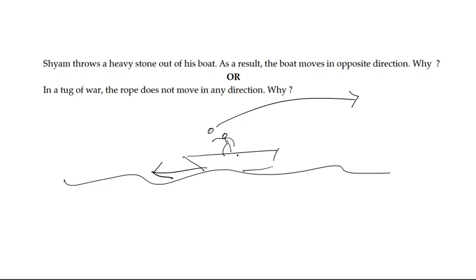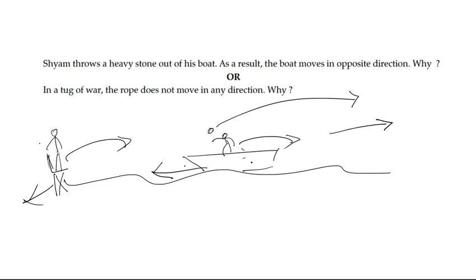It always happens, right? When you climb onto a chair, suppose this is a chair, and you are on it and you jump forward, the chair will go back. In the same way, when you jump forward, the boat will go back. But here, instead of you jumping forward, you are throwing a heavy stone in the front direction, and because of that the boat will slightly go backward. Why?